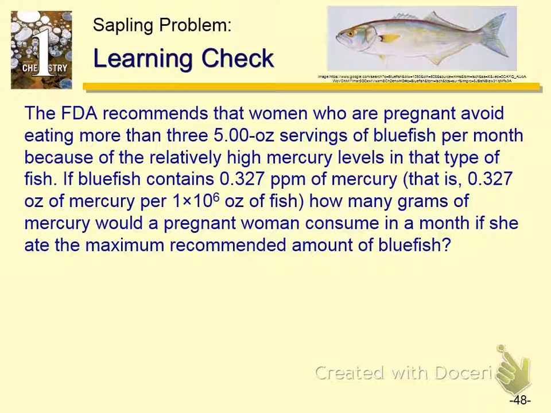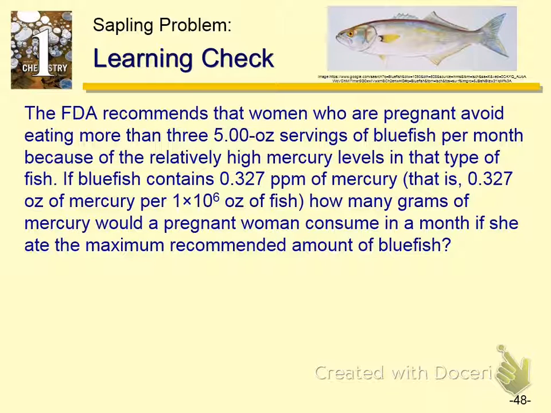If bluefish contains 0.327 part per million of mercury, okay, and they tell us what that means. So 0.327 ounces of mercury, these are solid ounces, per 1.6 ounce of fish. How many grams of mercury would a pregnant woman consume in a month if she had the maximum recommended amount of bluefish? Okay, lots of words, lots of words.